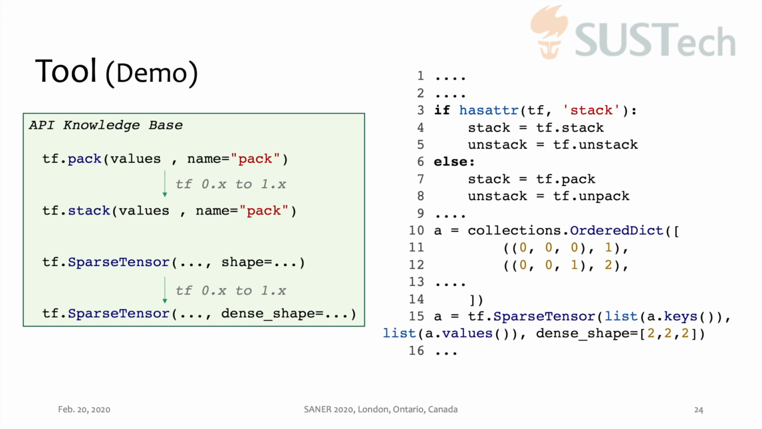So how does our tool work? As the example shows here, suppose we have already got the following knowledge base and want to check the code snippets on the right-hand side. In the knowledge base, we have 2 API evolutions. The first one is a renamed API, tf.pack, which is renamed to tf.stack. And the other one is an API with a renamed parameter. The shape parameter is renamed to dense_shape.